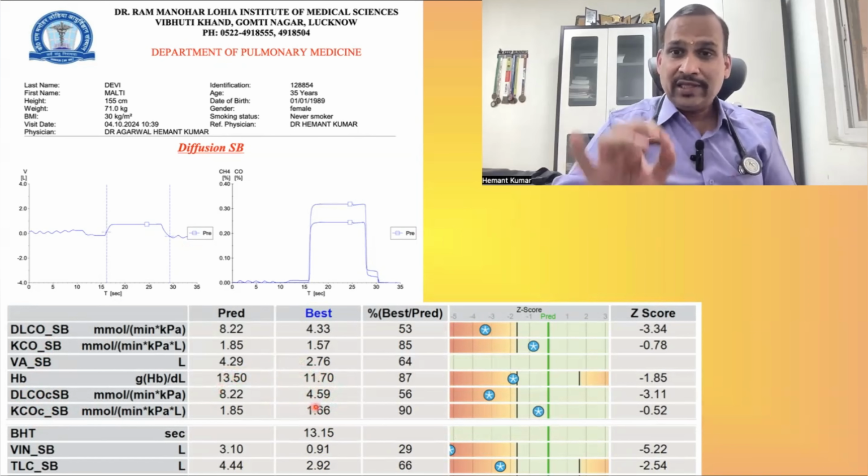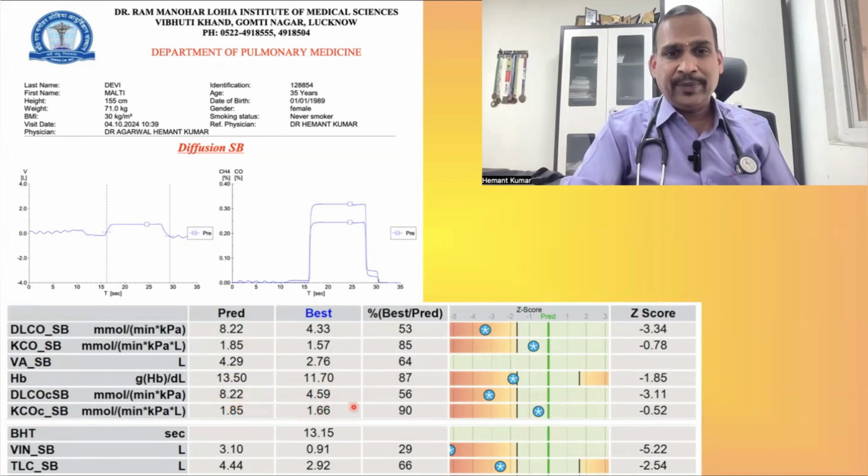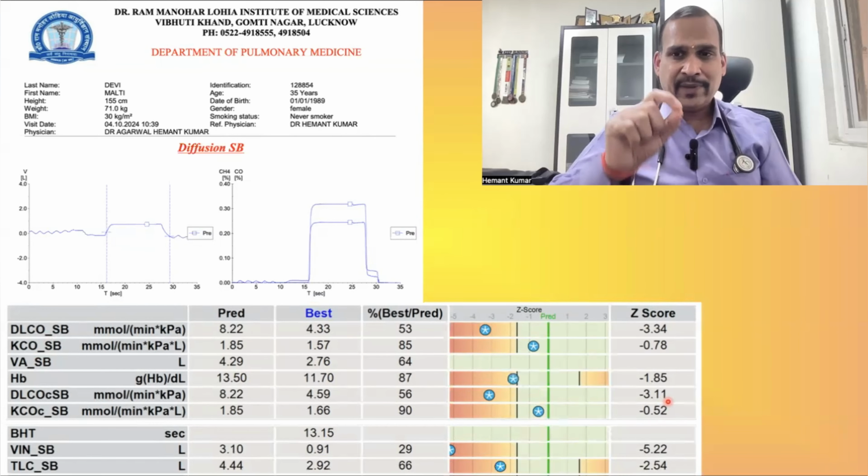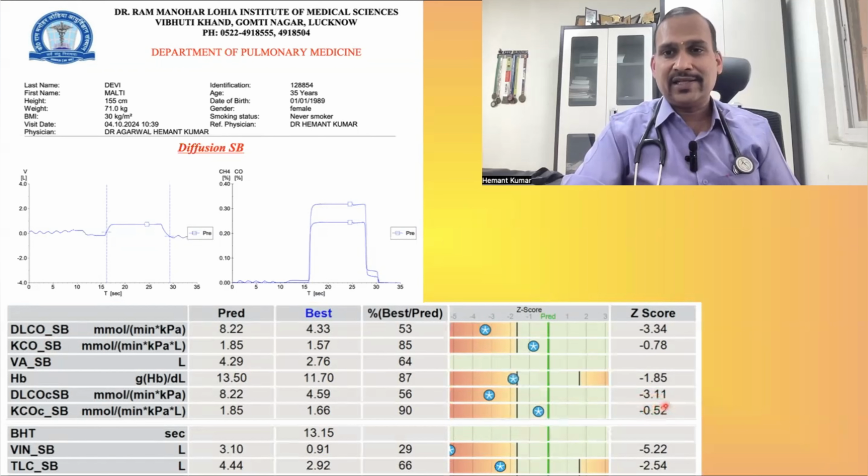For this hemoglobin, DLCO should be 8.22 and the patient's DLCO is 4.52. This is 56%. In Z score it is minus 3.11. So 1.65 to 2.5 is mild, 2.5 to 4 is moderate. This is a moderate reduction in DLCO.